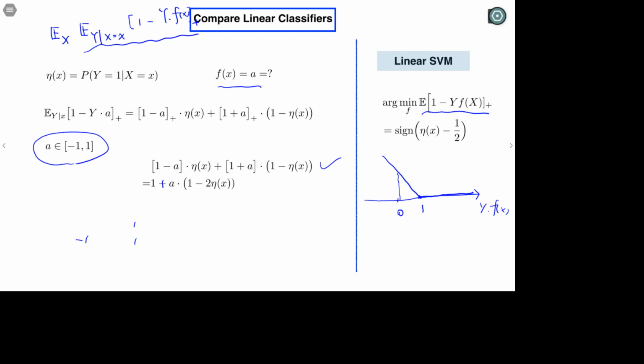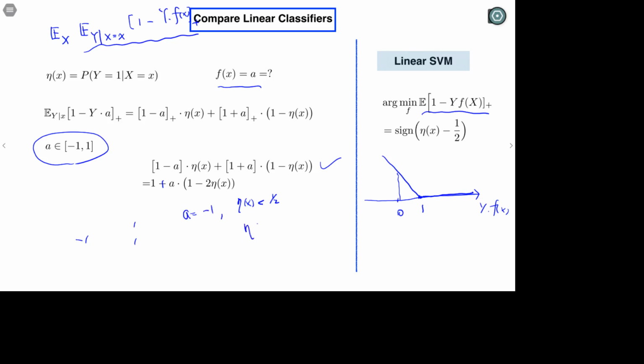And then you're just going to do the following argument. Suppose your eta x is less than a half, meaning at the location x, the chance of y equal to 1 is less than a half. If eta x is less than a half, 1 minus 2 times eta x is going to be positive or negative? It's going to be positive, and you want to minimize this. So you want to make your a small. So you find your a should be equal to minus 1.